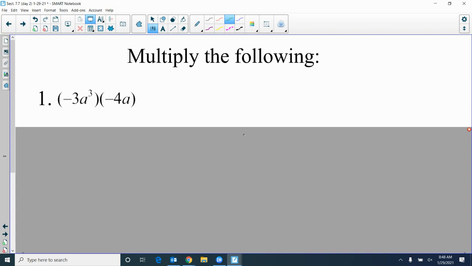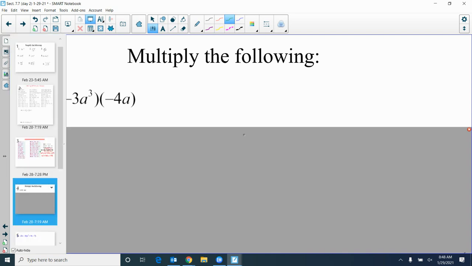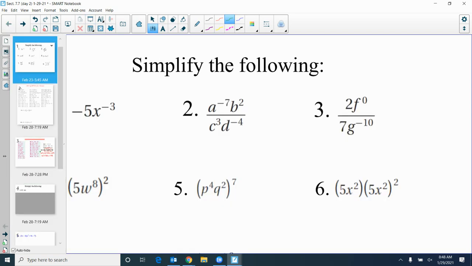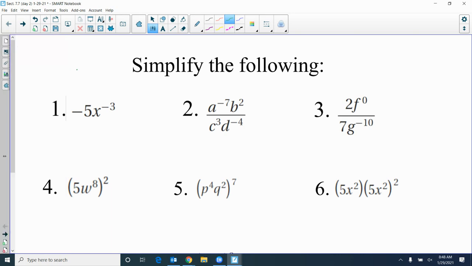Oh, I forgot. Mr. Schler wanted me to say something about these problems. He said a lot of you missed the first one. The answer is negative 5 over x to the third power. You do not move a negative number. You only move a negative exponent. So x to the negative third should go down below as x cubed. Negative 5 stays right where it's at.